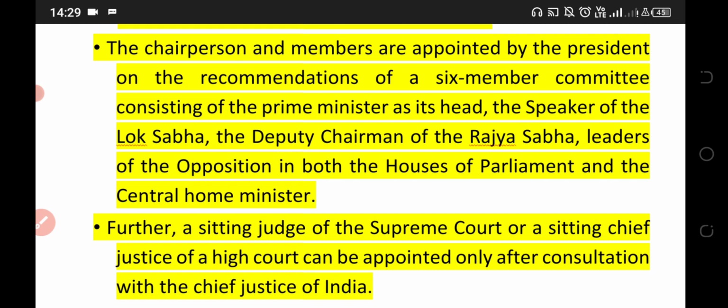The chairperson and the members are appointed by the President on the recommendation of a six-member committee consisting of the Prime Minister as its head, the Speaker of the Lok Sabha, the Deputy Chairman of Rajya Sabha, leaders of the opposition in both the houses of the Parliament, and the Central Home Minister.